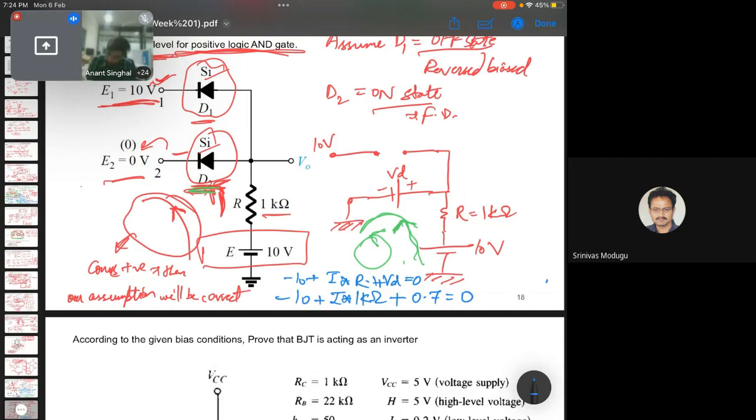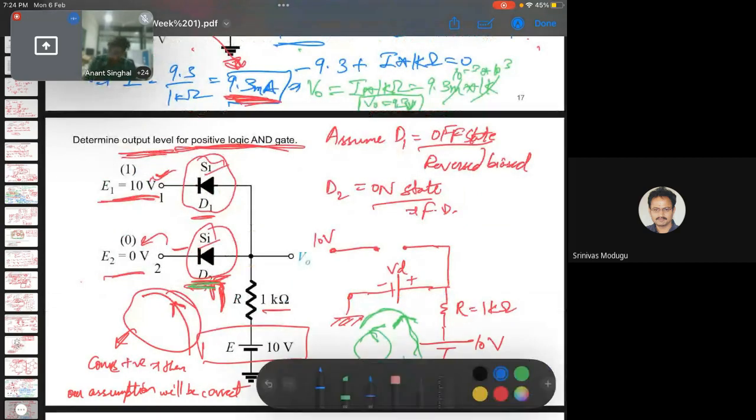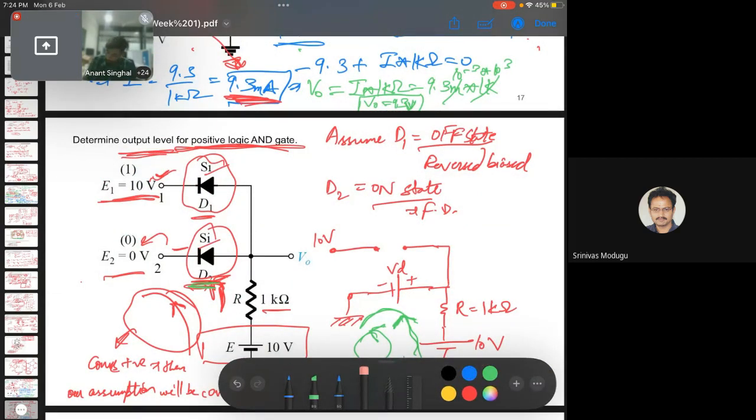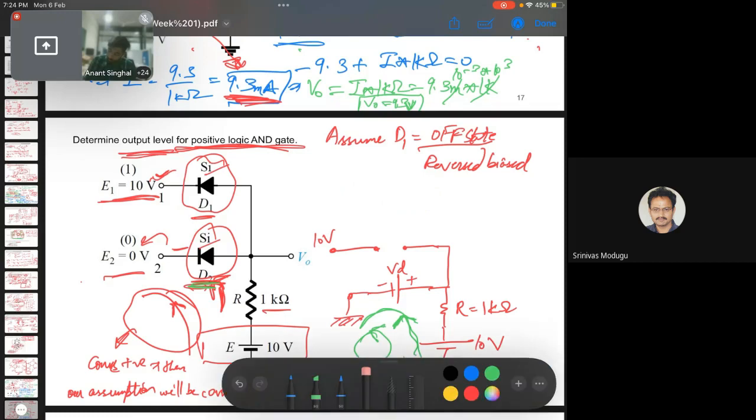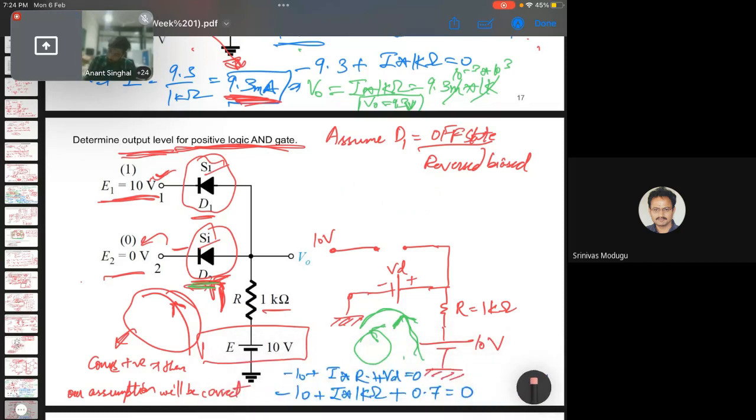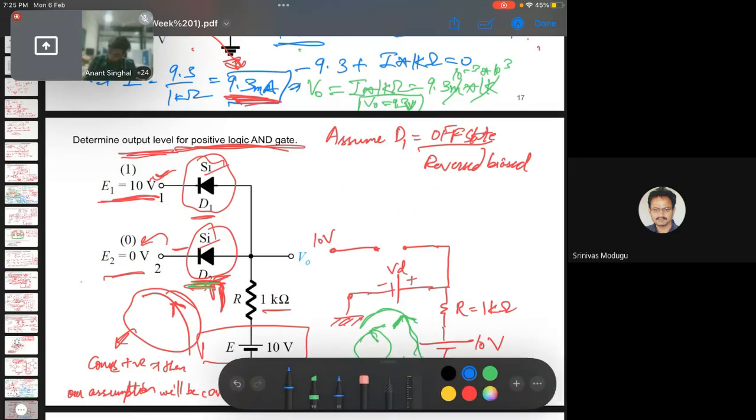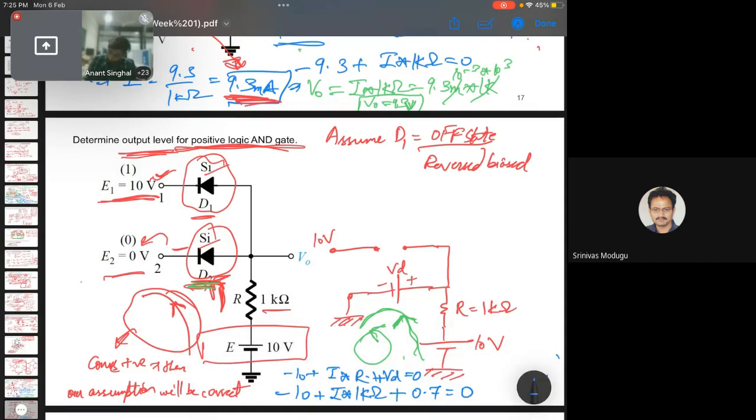So we'll try to solve. On solving, we'll get minus 9.3 plus I into 1 kilo ohm equals 0. Here we'll get I as 9.3 milliampere. You can solve that.